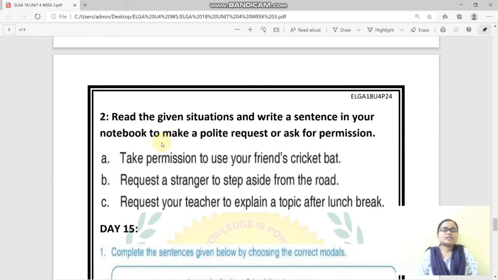Now, next question. Read the given situation and write a sentence in your notebook to make a polite request or ask for permission. Read these three sentences, children. After reading these three sentences, write a sentence in your notebook. The sentence which you write should have a polite request or ask for permission. So in that way you are supposed to rewrite these sentences, children.